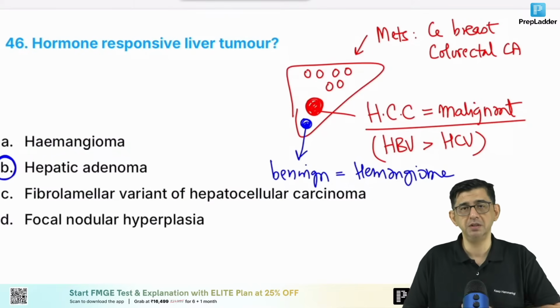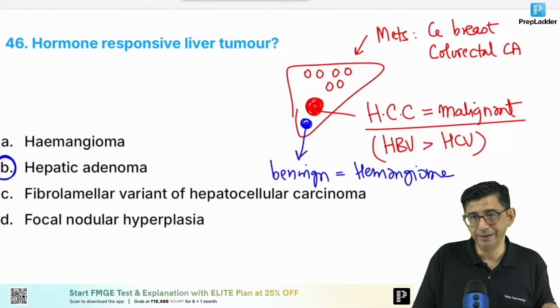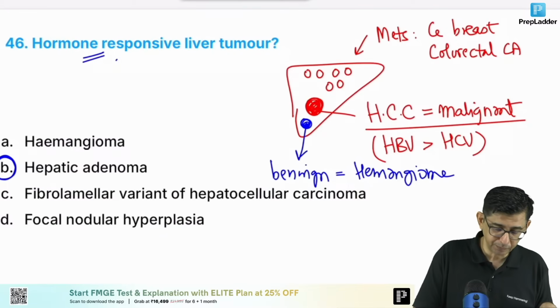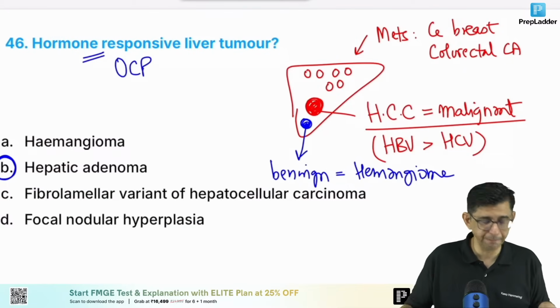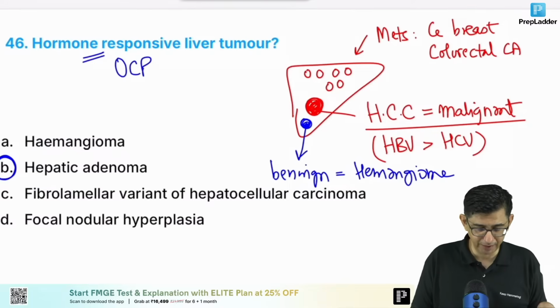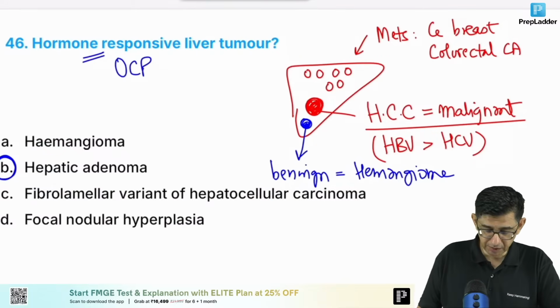There are 4 questions that have been discussed here. The overall common cancer of the liver would be METs, that would be breast cancer or colorectal. If it's going to be malignant, it's hepatocellular carcinoma. If it is benign, it's a hemangioma. But if it says hormone responsive with respect to OCP, then we'll answer it as a hepatic adenoma. So I think we are sorted for 46. Let's move to the next one.